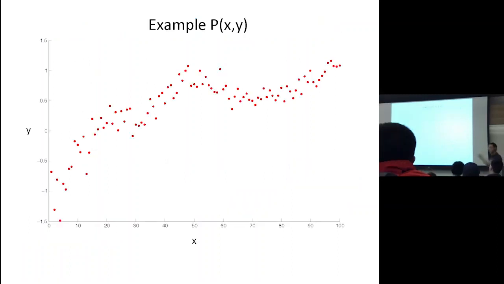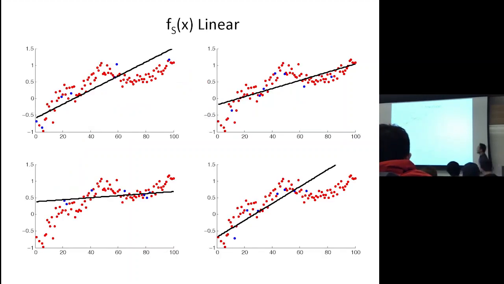To see that in a more concrete setting, let's think about a one-dimensional regression problem. In this problem, this is the test distribution, where x is the input dimension and y is the target. What we're going to do is sample 7 points from this test distribution as our training set.